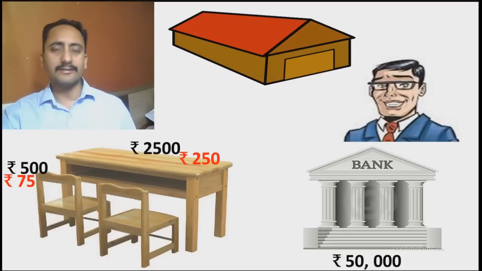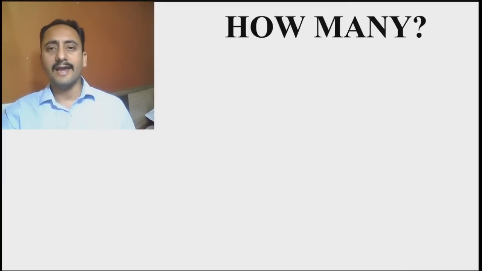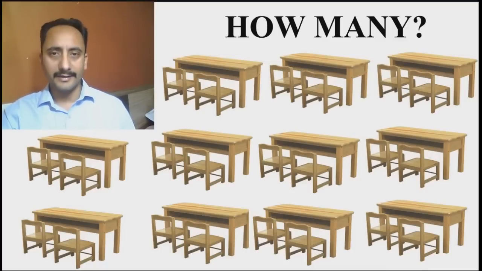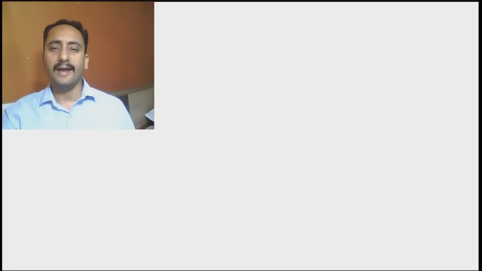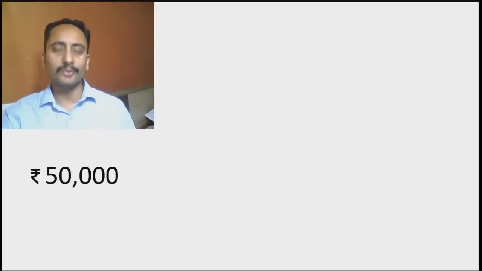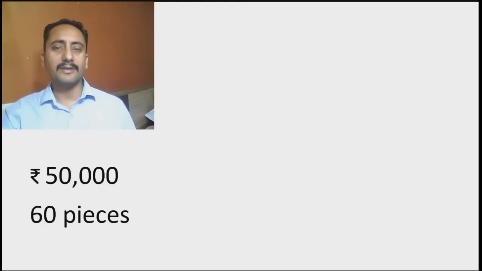He also discovered that in his godown he cannot keep more than 60 pieces. Now the problem is how many tables and chairs he should buy so that he has maximum profit. And we know the limitations which he has. He has only rupees 50,000 to invest and he doesn't want to take any kind of loan. And the space available allows him to store only 60 pieces. He cannot buy more than 60 pieces.